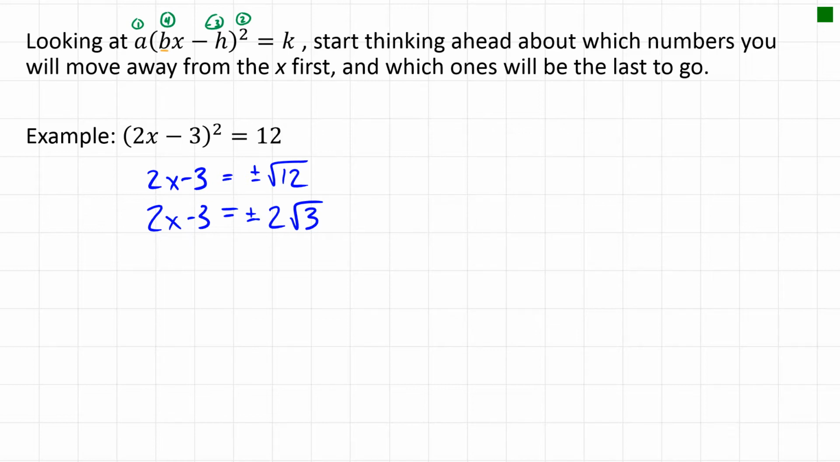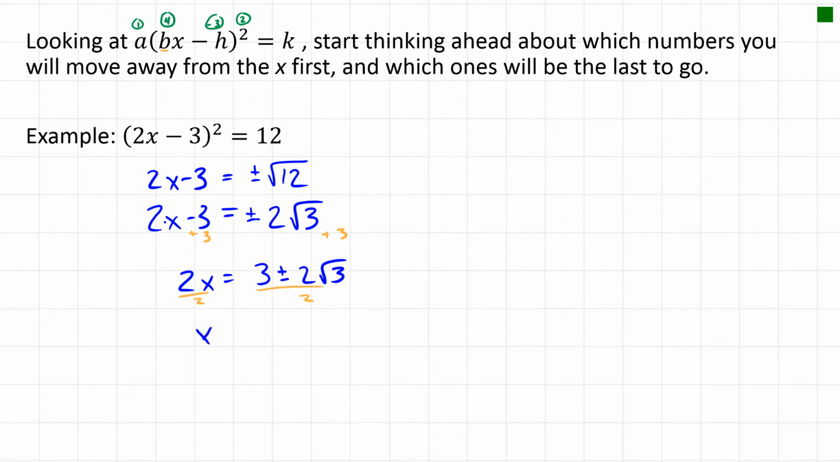Then what's the thing that we have to move next away from the x? The thing that's most loosely attached is the 3, because we can just add 3 to each side and it doesn't affect the x at all. The 2 is more strongly attached because it's directly right on the x itself. So we'll add 3 to each side, left with 2x equals 3 plus or minus 2 root 3. And finally, we'll divide each side by 2.